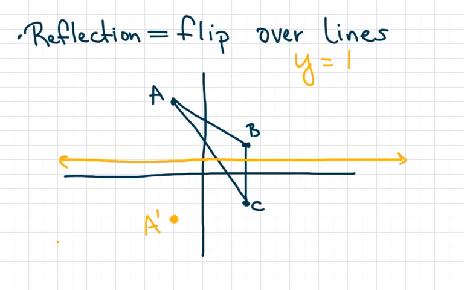C is 3 units below, so I'm going to go 3 units above the yellow line for C prime. And B is 1 unit above the line, so I need to go 1 unit below the line for B prime. And once I have those coordinates, I'm going to connect the dots. You would use a straight edge, and you have your image.